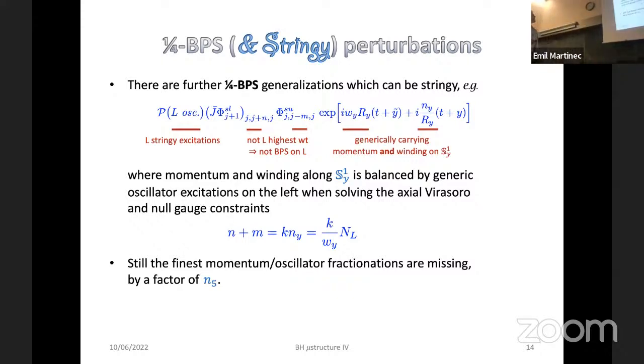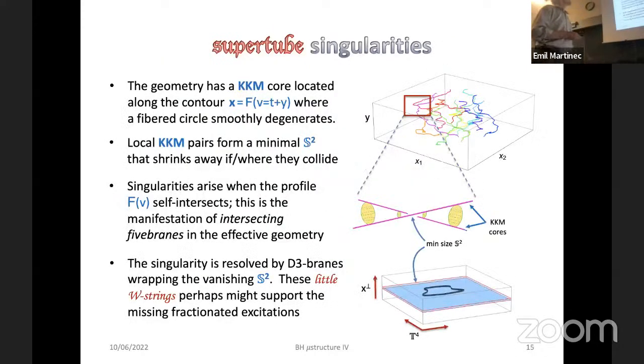Okay. And still the finest oscillator, the finest fractionation is missing by a factor of n5. Okay. Let me talk just briefly about where I think this perturbative worldsheet description starts breaking down.